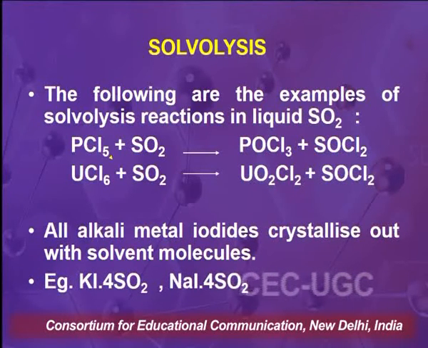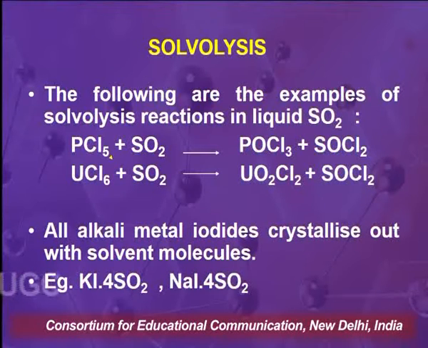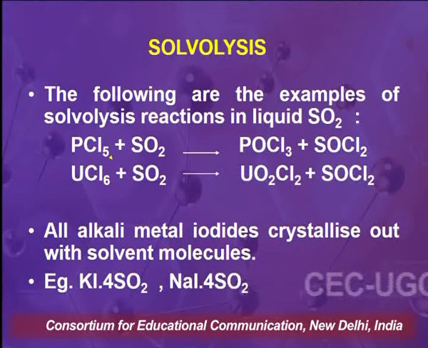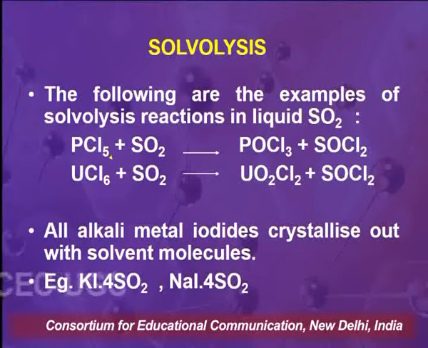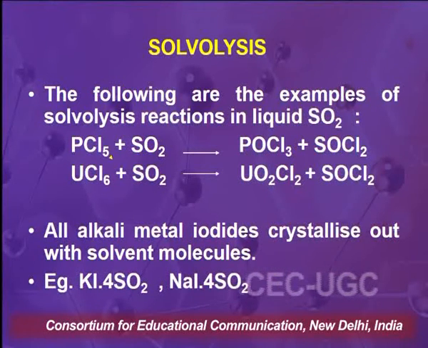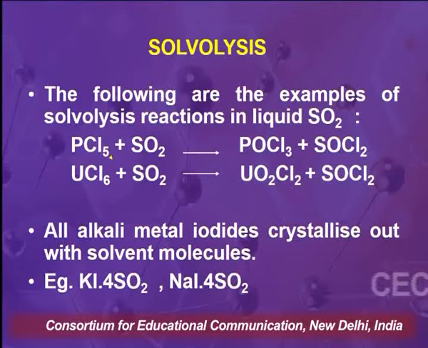Instead, it just crystallizes out, or it forms a crystallized adduct with sulfur dioxide, as in KI·4SO2, where four sulfur dioxide molecules simply get attached to it. And similar is the case with alkali metal iodide, which is sodium iodide, in which four sulfur dioxide molecules simply form an adduct with or crystallize out with sodium iodide.